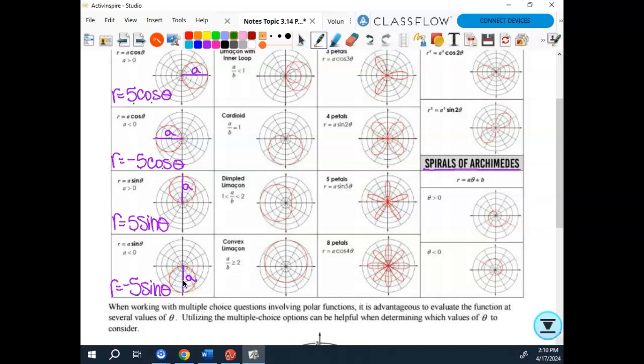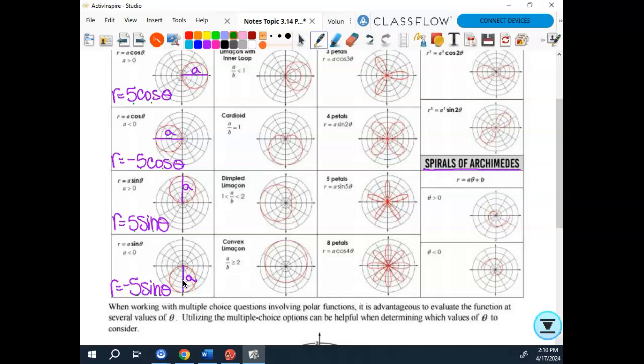Even when you get into BC and you have to do some other stuff with polar, nobody's going to make you graph them and make them beautiful. The most important part is where is this graph and what are some of its properties. So just being able to recognize if it's sine or cosine is going to help you greatly with these multiple choice questions. Okay, we good with that?